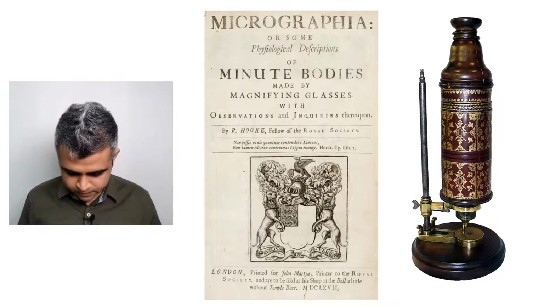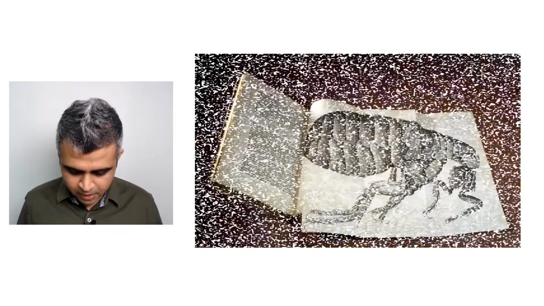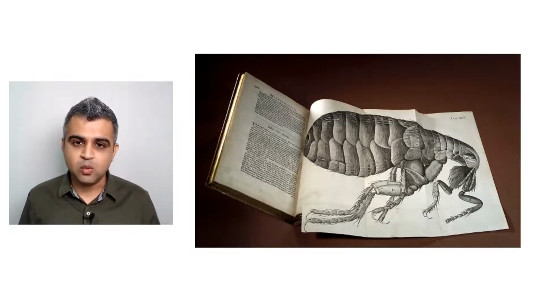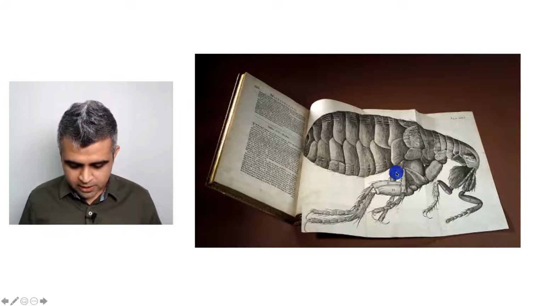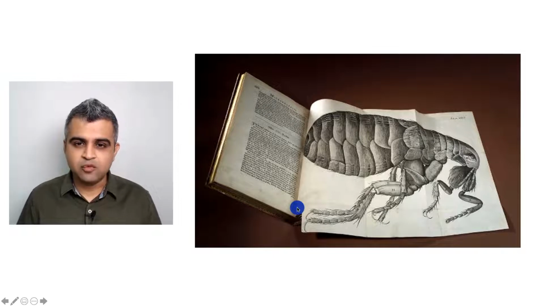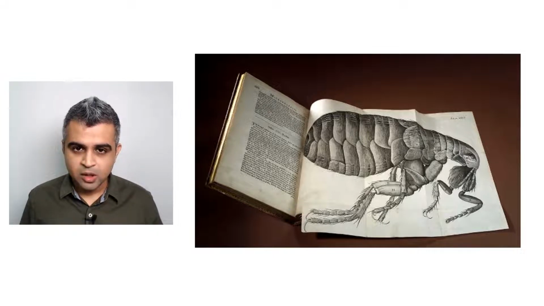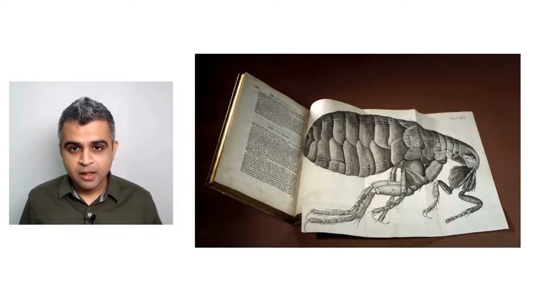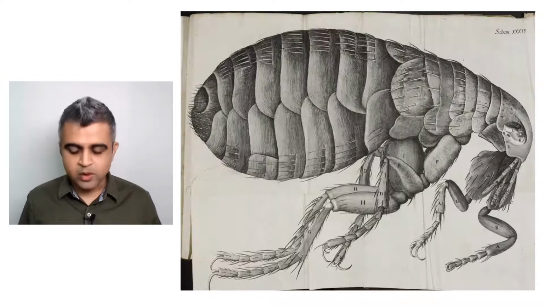So if I was to show you a few pages from this book, this is how the illustrations were placed inside it. You can see the book is quite small, and like we have today, it has a few folding pages inside it. If you were to open the book and fold it out, you would see this picture of a flea, and this is how it looks.